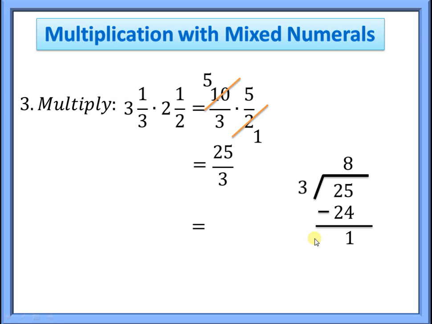So where do you think we should put the number 8, the number 1 and the number 3? Let's have it here. 8 will be the whole number, the remainder will be on top, and the divisor will be at the bottom. So this will be our final answer for this one.